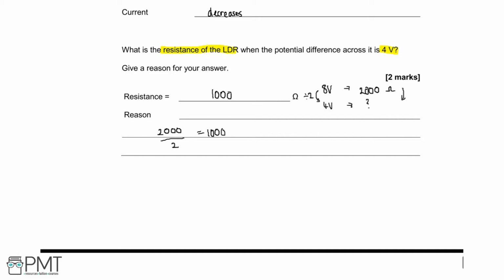That's our first mark. And then for the second mark, what we need to do is to describe why, which is what I've just discussed. And that is that the potential difference is shared in proportion with the resistance.